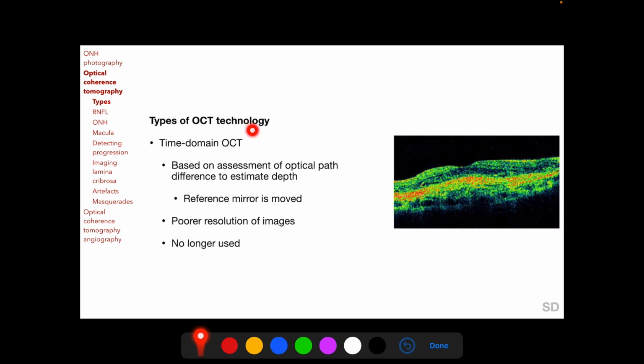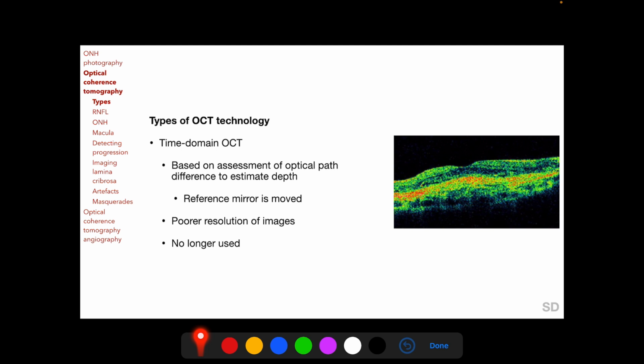OCT technologies available include time domain OCT, spectral domain OCT, and swept source OCT. Time domain OCT was the initial OCT technology available to assess the posterior segment but is no longer used because the more advanced versions of OCT technology, namely the spectral domain OCT and swept source OCT, allow faster acquisition of images and provide higher resolution of images.